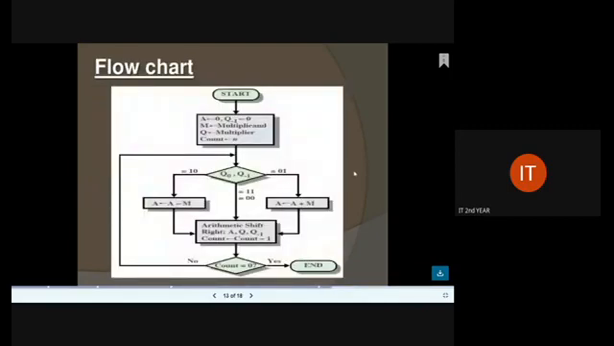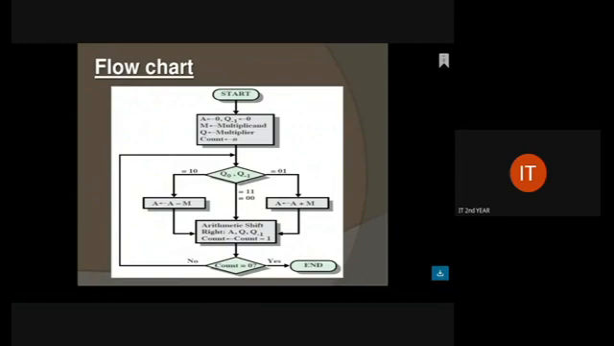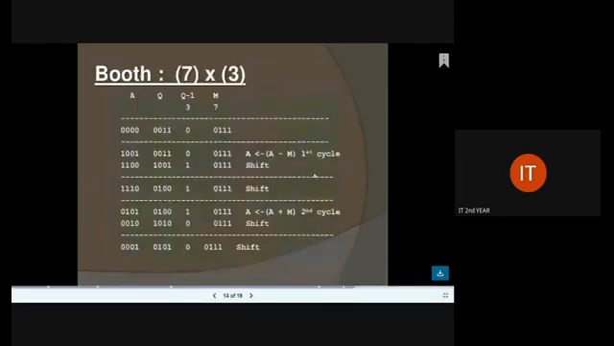So the Q0 value and Q-1 value we are going to check. The Q0 and Q-1 value is equal to 1 0, meaning here also we are getting those values. If both the values are 1 and 0, then we will make the operation A tends to A minus M.